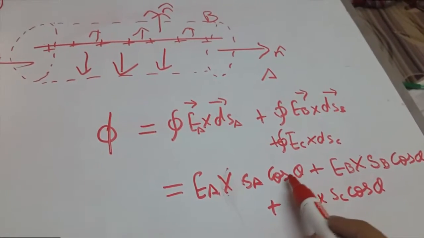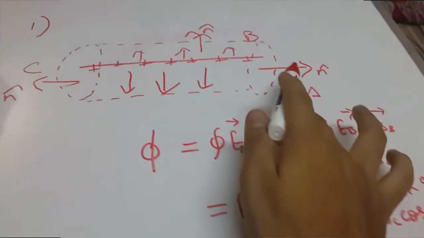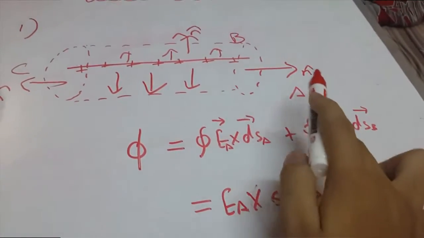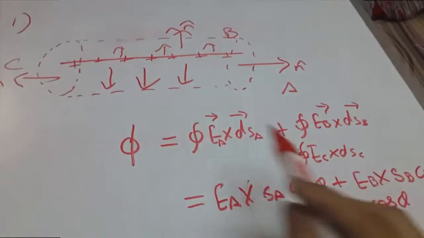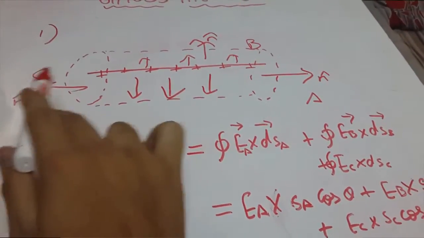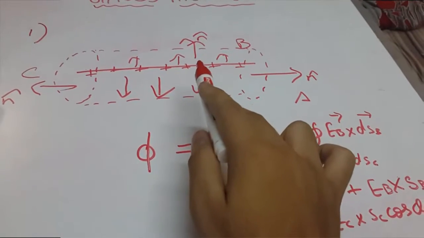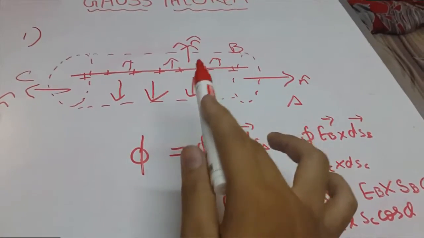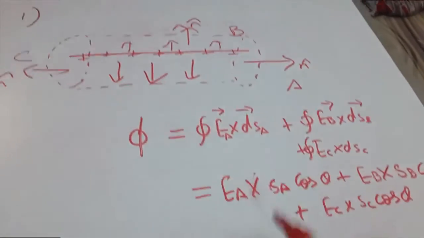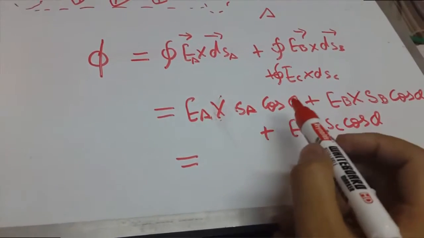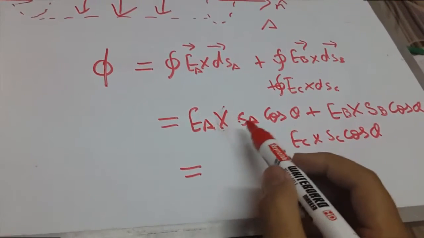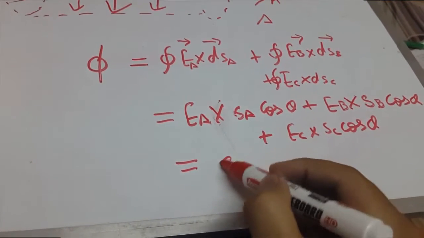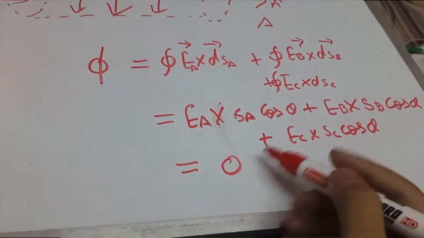So we have to put the value of theta here. In the A surface, the electric field is in the upward direction and the normal to the surface is in the right direction, so it makes a 90-degree angle. The same goes for the C surface, but the B surface makes an angle theta of 0, because the electric field and normal are both perpendicular to the surface and going in the same direction. So by putting the value of theta, EA into SA into cos 90, and we know that cos 90 is 0, so we get 0 here.